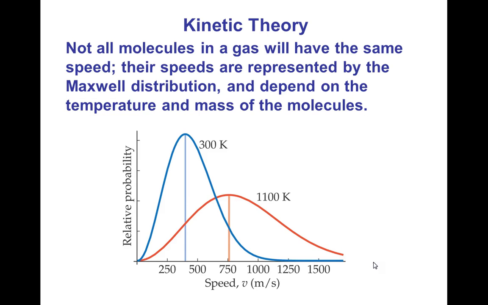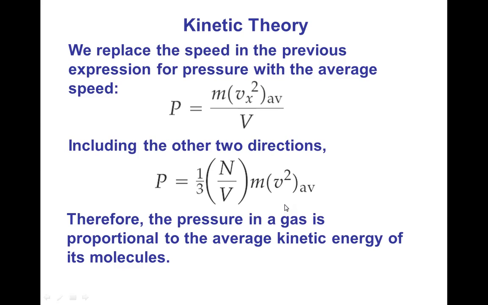Alright, so in the kinetic theory it turns out that not every molecule has the same speed. Their speeds are represented by the Maxwell distribution and will depend on the temperature and mass of the molecules. So if the temperature is nominally 300 Kelvin, the particles that make up that gas at 300 Kelvin have a distribution of speeds. Some are relatively slow, some are exceedingly fast. We heat it up to 1100 Kelvin, then that distribution spreads out and we get another average value.